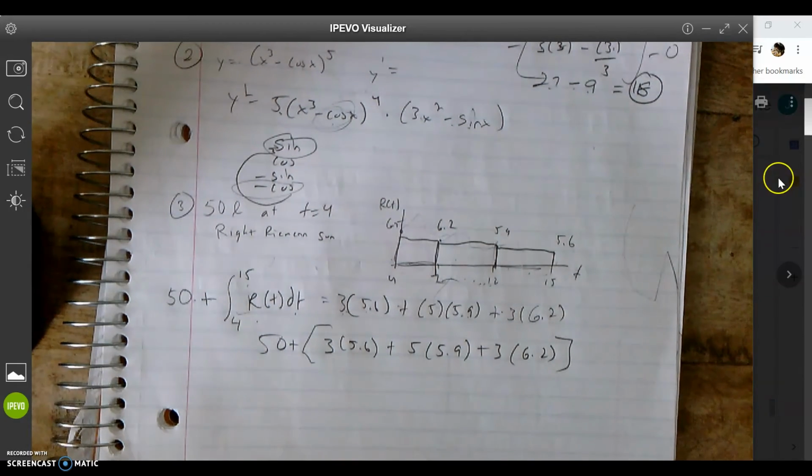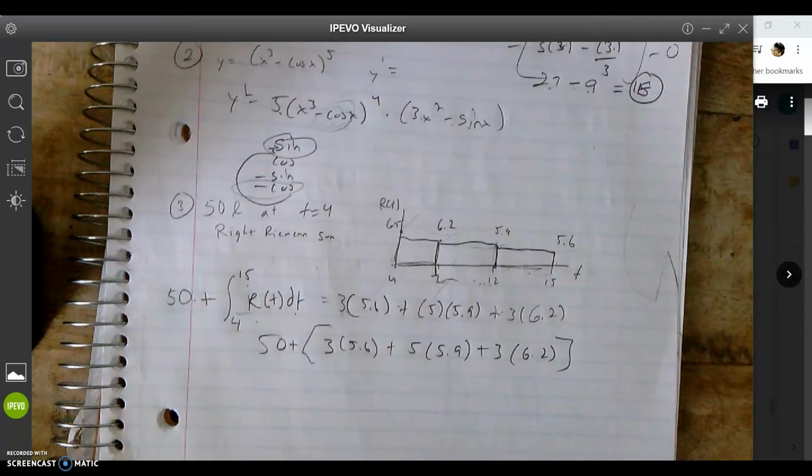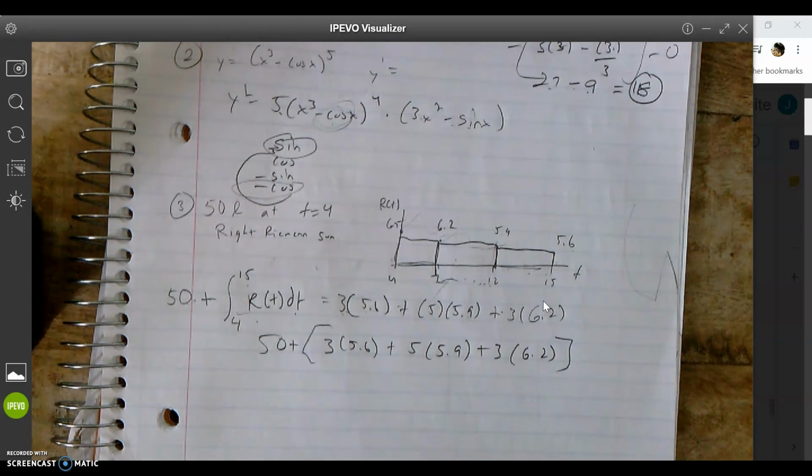Cool. Actually, is it multiple choice? Let's see. Yeah, it is. Okay, so we gotta do it out. Fine. All right, fine, we'll do it out. My bad, I thought it was just a regular free response question, so we'll do it out. Okay, no problem.